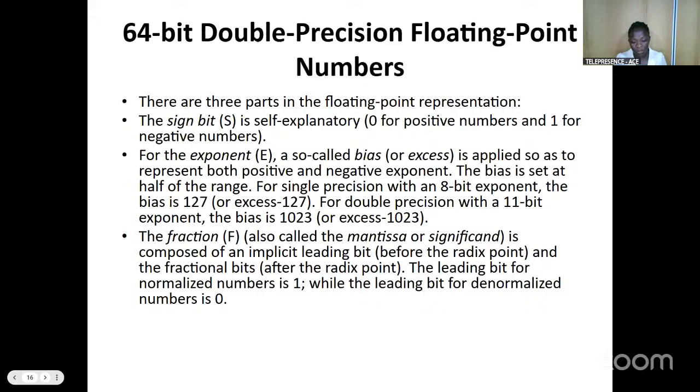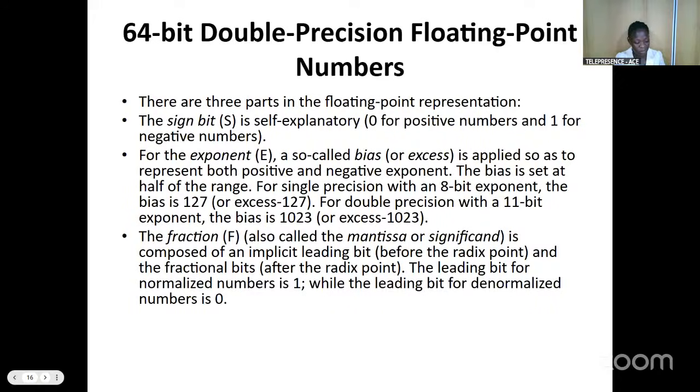Then the fraction, also called the mantissa or significand. So the fraction has three names: we can call it fraction, mantissa or significand. It is composed of an implicit leading bit before the radix point and the fractional bits after the radix point. The leading bit for a normalized number is 1, while the leading bit for a denormalized number is 0.